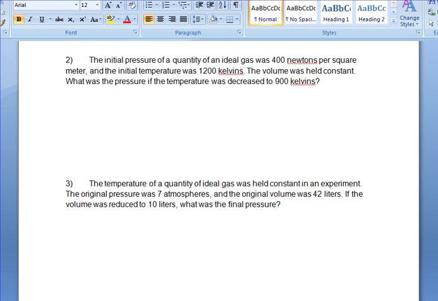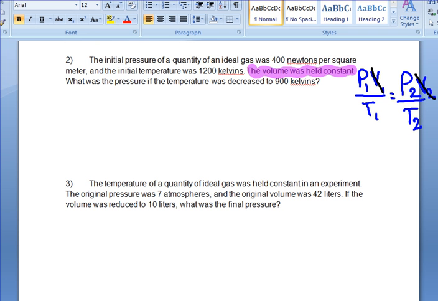Now, if we ever see in a problem where the volume was held constant, that means that one volume is equal to the other volume. Well, if I have volumes that are equal, we don't even have to include them in our equation because it's not going to change the result. So instead of using the formula P1 V1 over T1 equals P2 V2 over T2, since my volumes are going to be constant, they're equal, I don't even need to include volume in my formula. So now I'm going to have P1 over T1 equals P2 over T2.